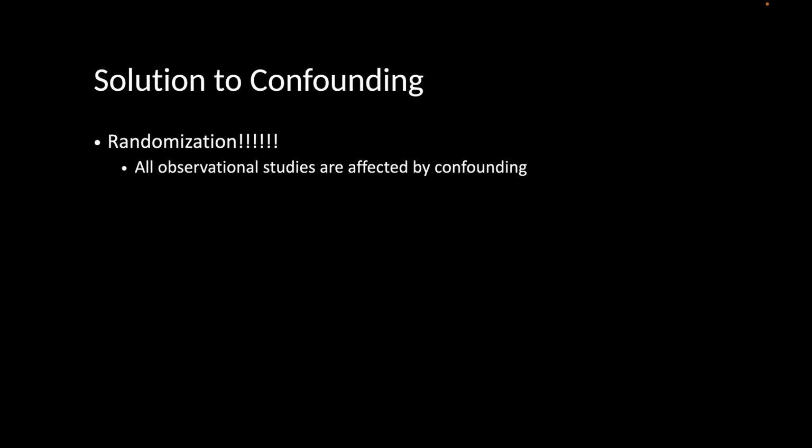And just to be very clear in concluding, the solution to confounding, which is a major problem, is randomization. So the way we get rid of confounding is by doing a randomized controlled trial. And remember, I want to go back, I've said this multiple times in this lecture, all observational studies are affected by confounding. And randomization effectively gets rid of it.